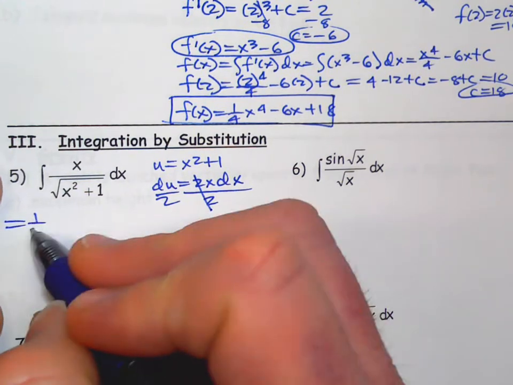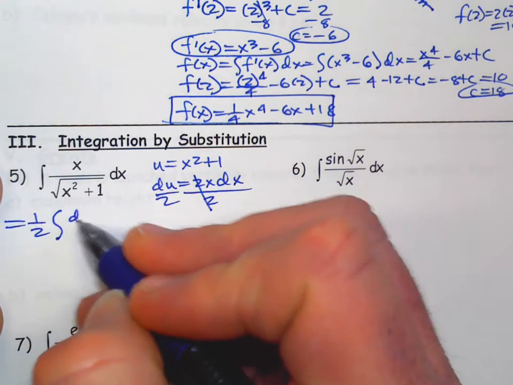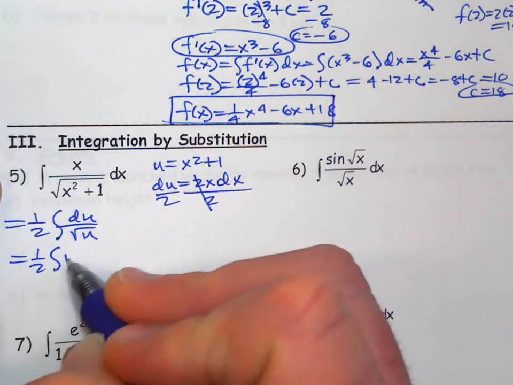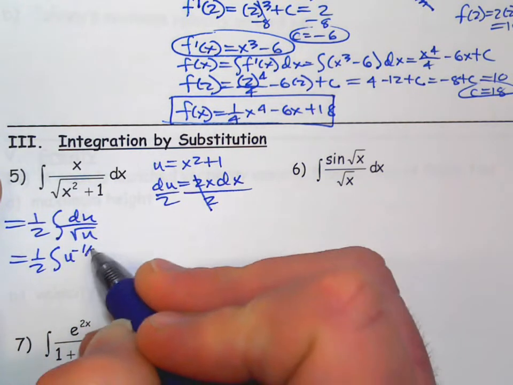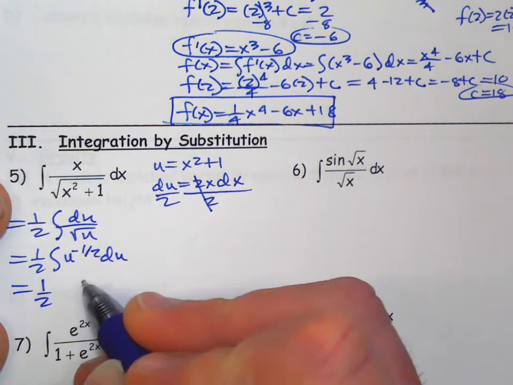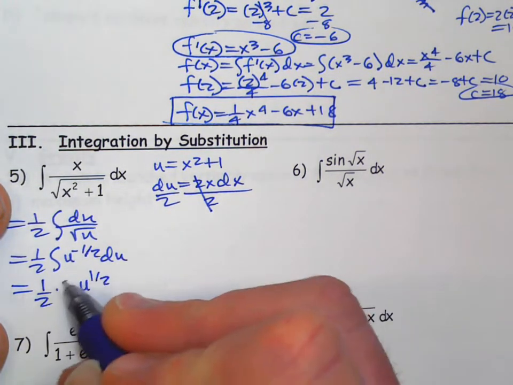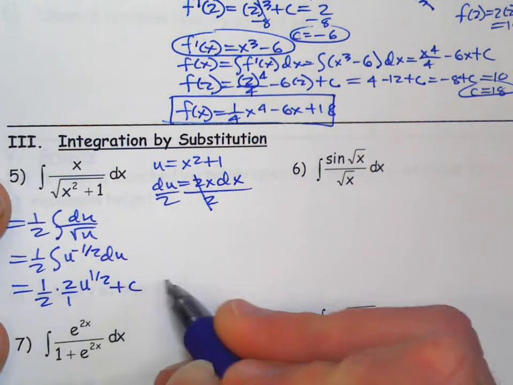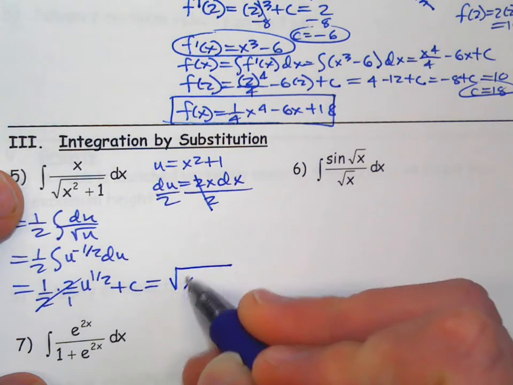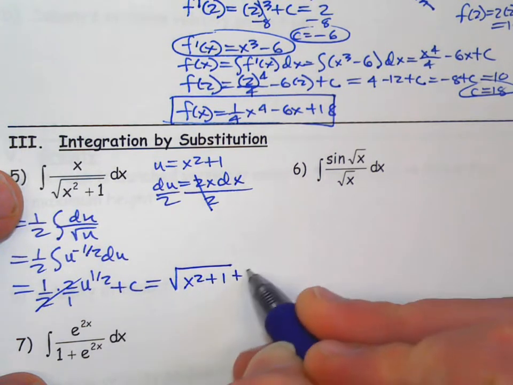So it's going to be 1/2 du over the square root of u, which is 1/2 u to the negative 1/2 du, which is 1/2 u to the positive 1/2 divided by the new exponent plus c. Got to rewrite it back in its original form with the x's, and don't forget that the plus c is part of your answer.